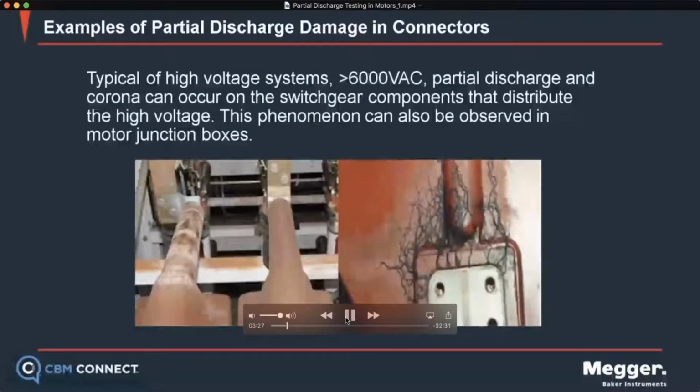We can see the presence of partial discharge damage, and this phenomenon definitely occurs in high voltage switchgear. Again, typically in that 6,000 volts or above, 13.8, even in the higher voltage switchgear as well. Corona can occur in the switchgear components, but it can also be observed in our motor junction boxes, so it's close to our motors in these high voltage systems as well.